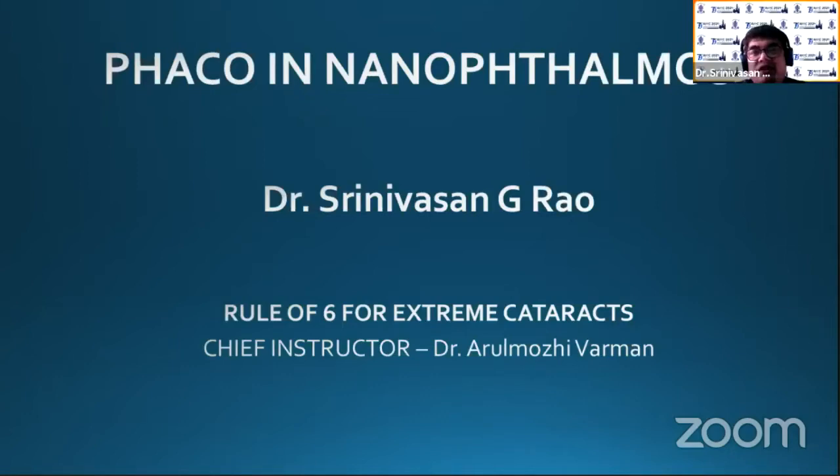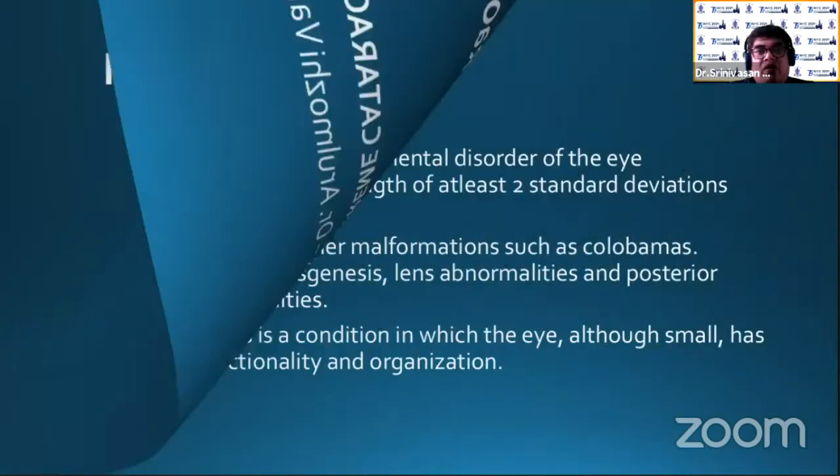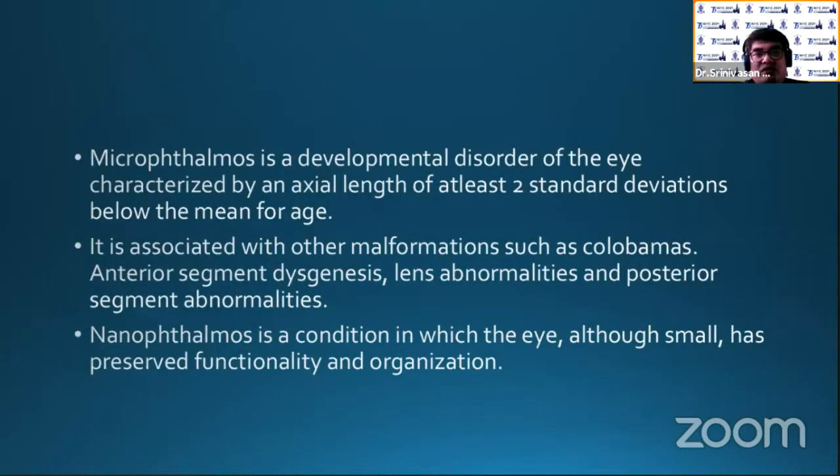I'm going to talk on nanophthalmos, how to do phaco in a case of nanophthalmos. First of all, we have to understand the disease. Microphthalmos is a developmental disorder of the eye, characterized by axial length reduction, at least 2 standard deviations below the mean for age. Microphthalmos is also associated with coloboma, anterior segment dysgenesis, lens abnormalities, and posterior segment abnormality.